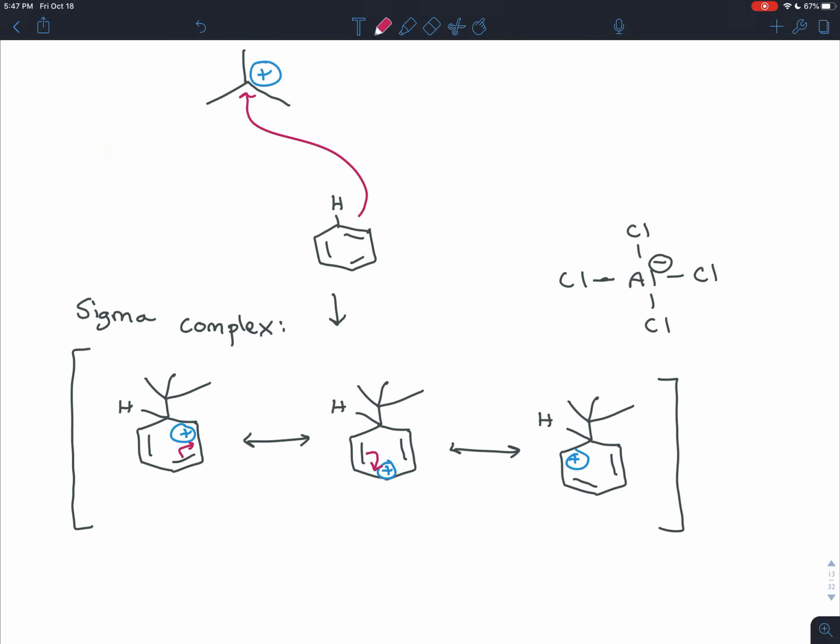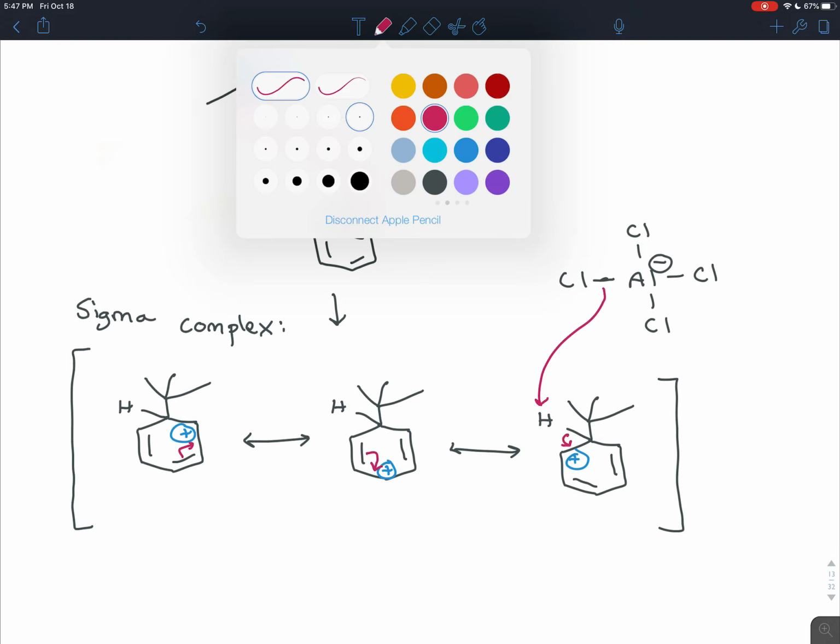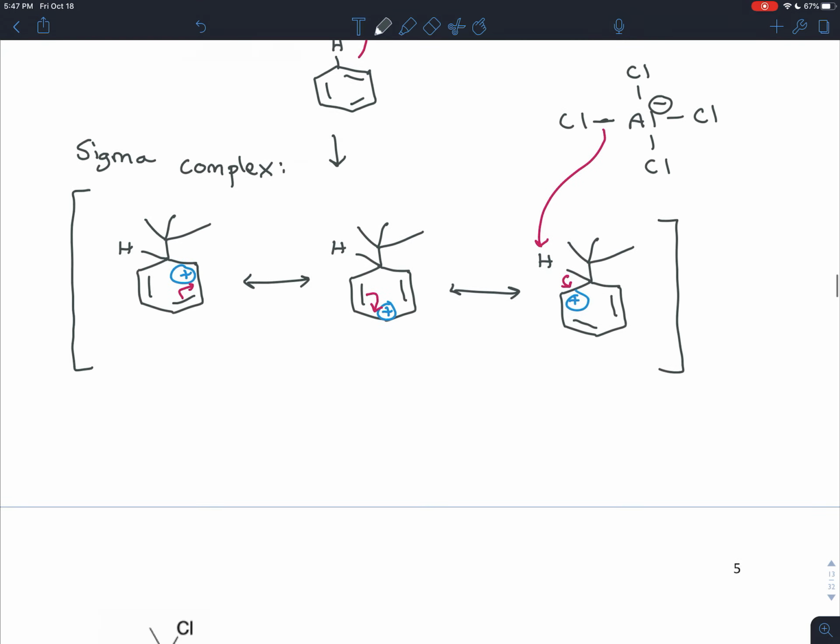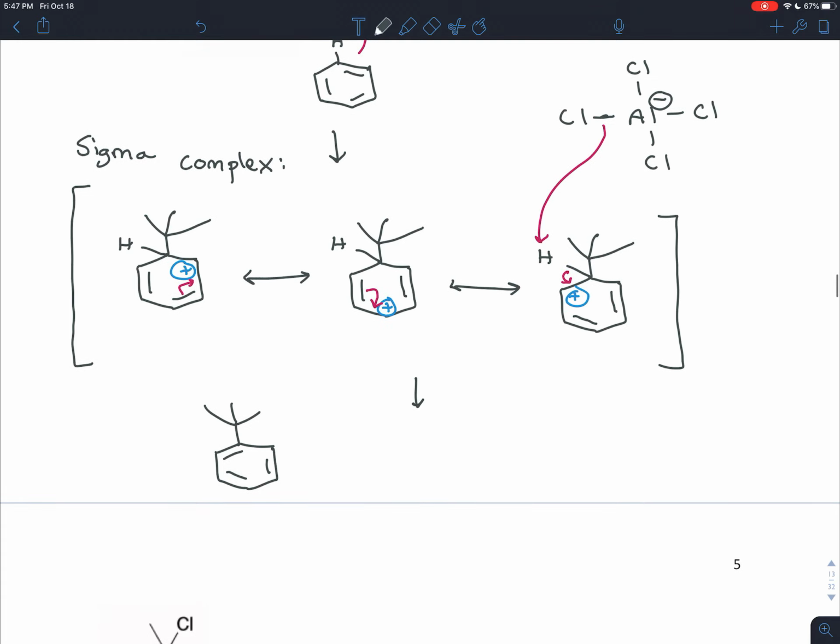And so a base comes in. We talked about how these electrons all repel each other. They push one of the chlorines off with its electrons. It takes those electrons, steals the hydrogen, and the electrons there go to reform the aromaticity. So you end up with the benzene ring regaining its aromaticity, and you have the tert-butyl on it. So we have tert-butyl benzene.